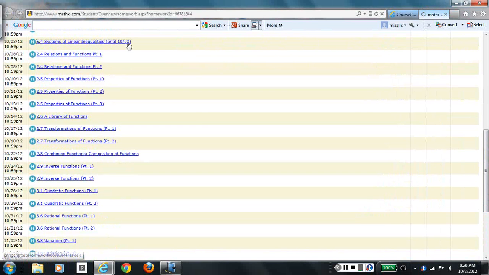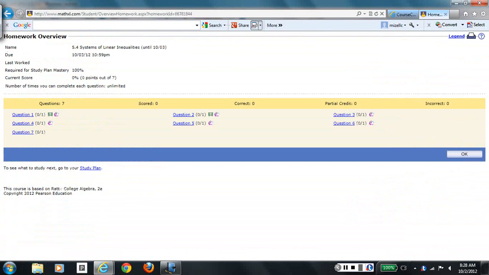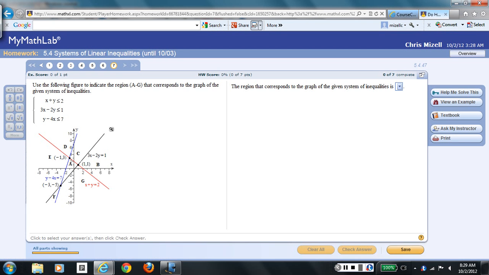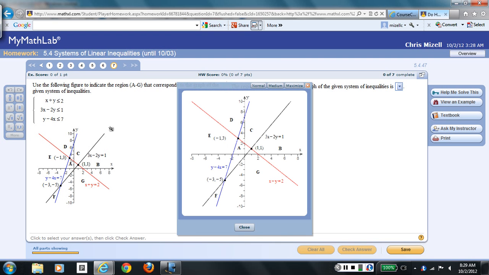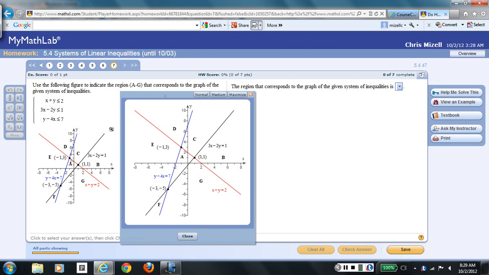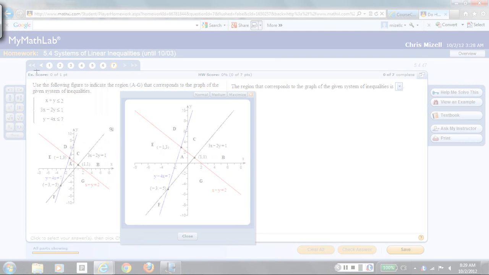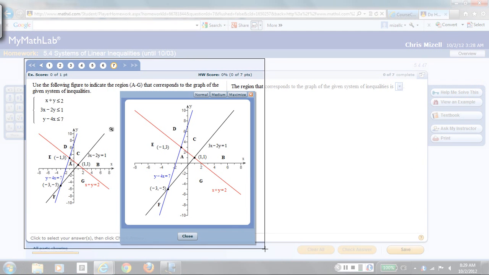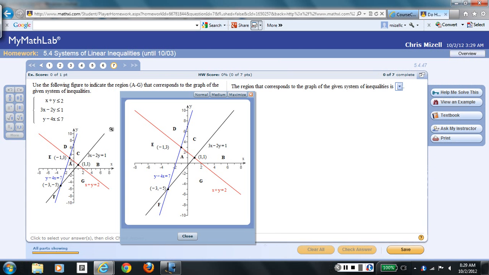There's 5, 4 right there. Let's look at question 7, and maybe one more. Question 7 gives us the boundary lines. It gives us 3 inequalities, and it gives us boundary lines that go with those. Seven regions to choose from.